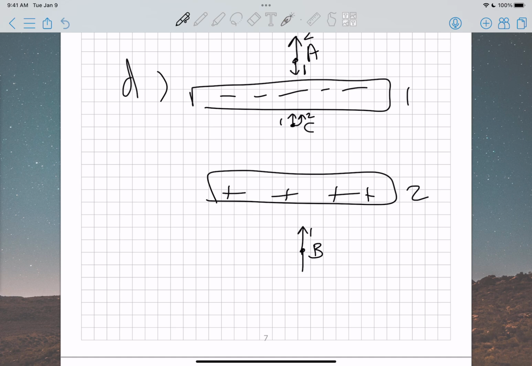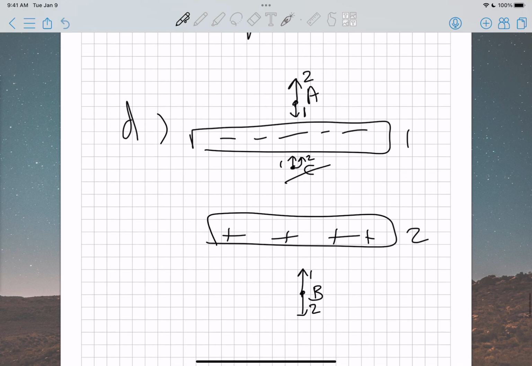Up for 1 and down for 2. Excellent. So it says, at which of the following points is the electric field 0? Well, by process of elimination, C should not be 0. Why? Because both of them are pointing upwards, so you would have a net electric field at that point, right? They would add up together.